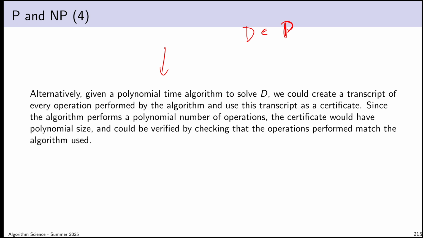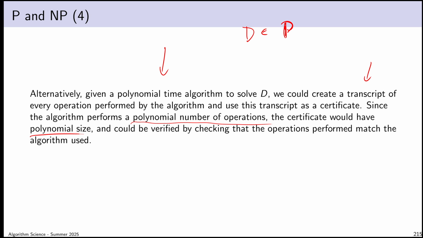As a certificate, what we do is we run the algorithm to solve the instance of the problem. So you give me some input, and I run the algorithm to solve the problem in polynomial time. And I just make a list of every operation performed by that algorithm. You give me an algorithm that can provably solve the problem in polynomial time. I run the algorithm, and I make a transcript of every single operation that algorithm does. Because the algorithm performs a polynomial number of operations, because it runs in polynomial time, the transcript that I make, the list of operations, would have polynomial size. If I want to verify that transcript, verify the certificate, all I do is walk through the list and verify that each operation performed matches the algorithm that you were using.